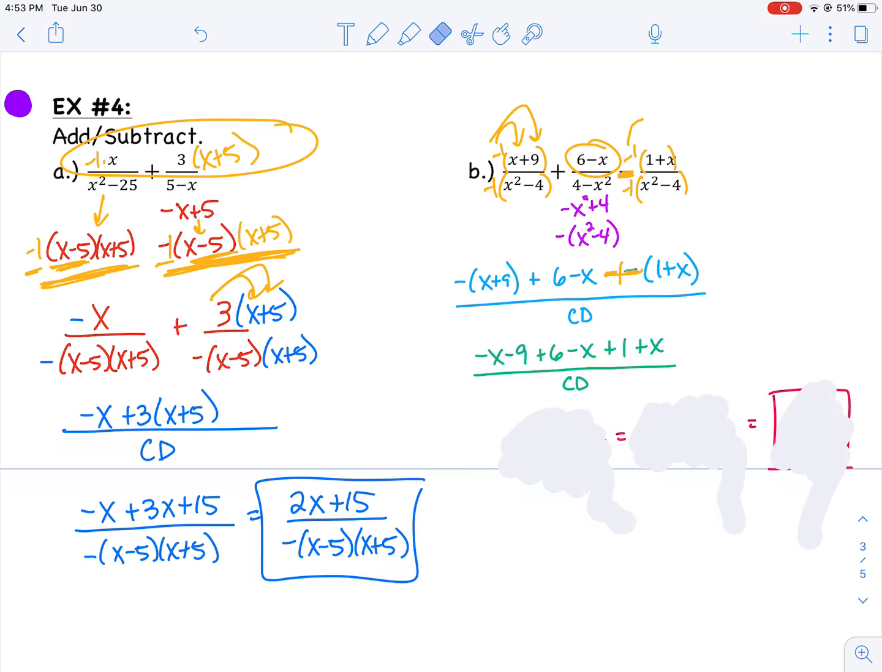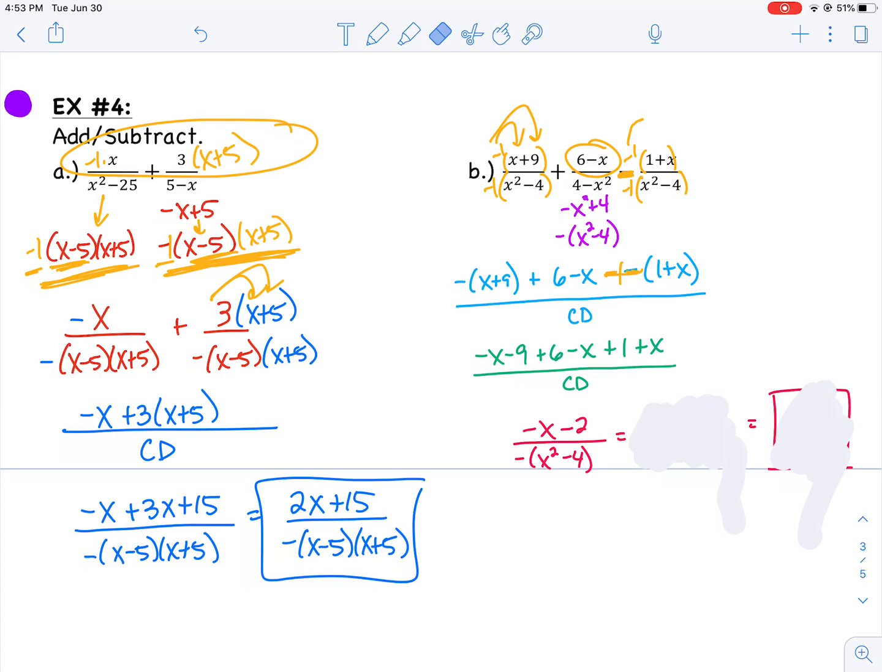All right, when you do that, you should end up with a negative x, minus 9, plus 6, minus x, plus 1, plus x. So be careful with that double negative and then the negative 1 in the first fraction that you have to distribute. Now that I have that, I should be able to combine all my like terms in my numerator. I ended up with a negative x minus 2. How about you? And then remember you have that common denominator of the negative 1 and the x squared minus 4.